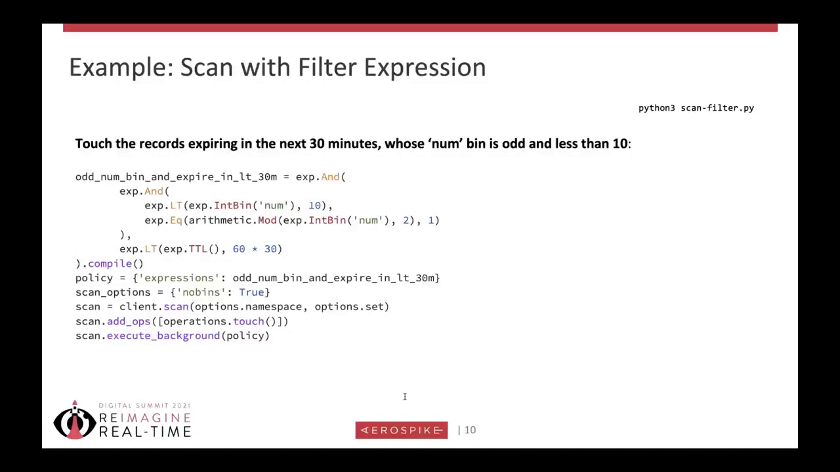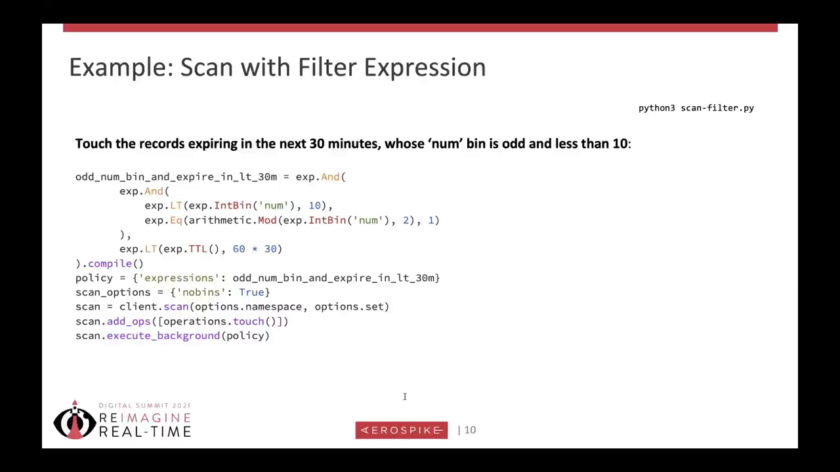And the next thing, we're going to touch all the records that are expiring in the next 30 minutes, whose num bin is odd and less than 10. Again, there are 2 batches. Each batch has even and odd ones. We're going to look for the odd ones in the first batch. And we're going to do this with the following filter expression.